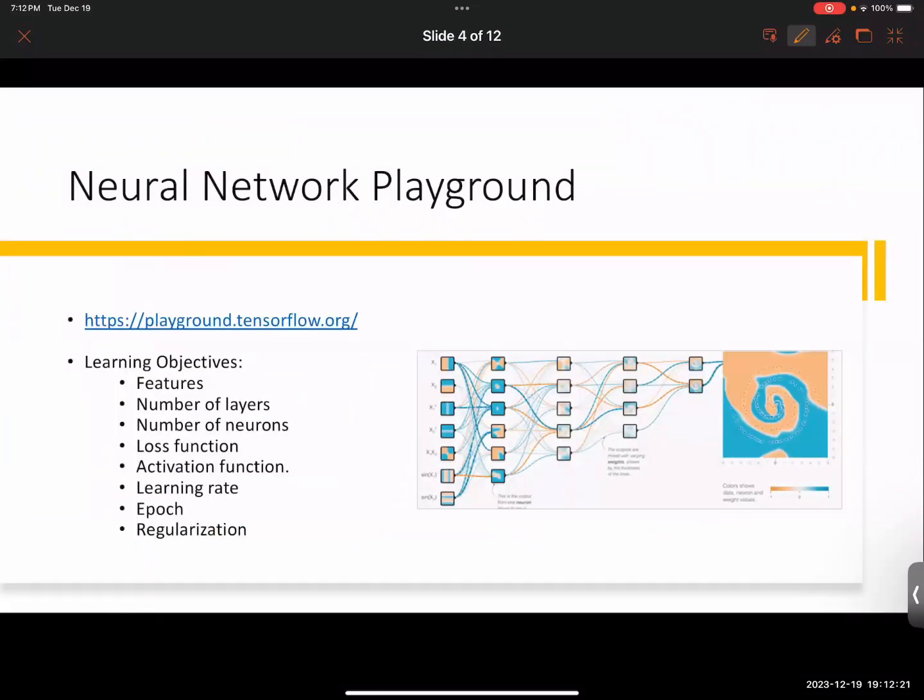But now, instead of just giving you a very dry concept, we're going to play with something and see how this works. We're going to use this website called Playground.